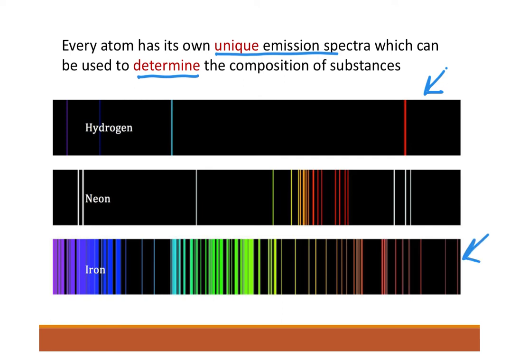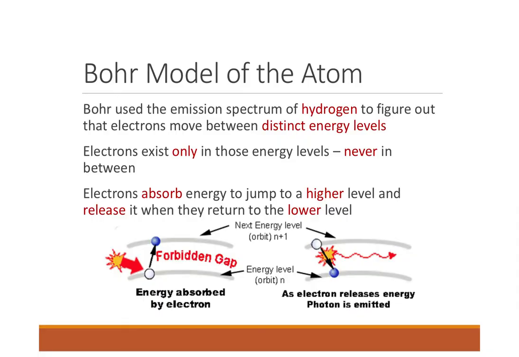In general, the more electrons that are present in an element, and iron, of course, is much bigger. It has many more protons and many more electrons than hydrogen, with its 1 proton and 1 electron. And so the more electrons that are available in an atom, the more complex the emission spectra will be.